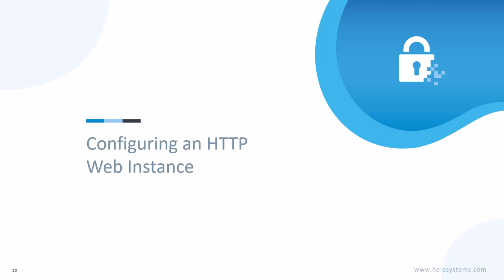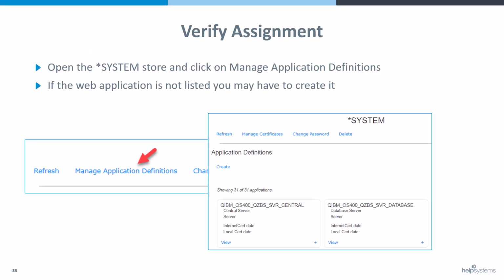So how do we configure a web application to use secure certificates? There's an extra step to be able to do this in creating the application to be available to the DCM. To be able to do the web server, it's going to have to be available in DCM. So if you open the system store, click on Manage Application Definitions, if that web application isn't listed, you're going to have to create it. Let's walk through how you would go about doing that.